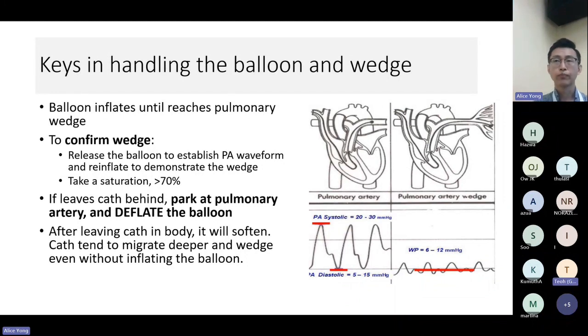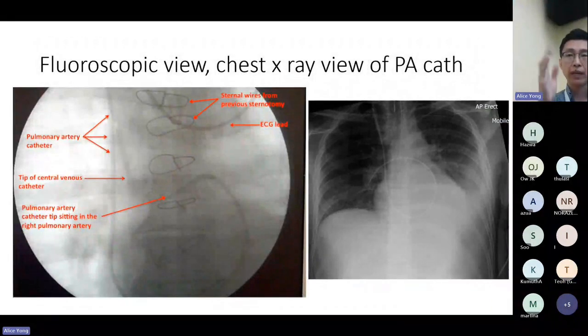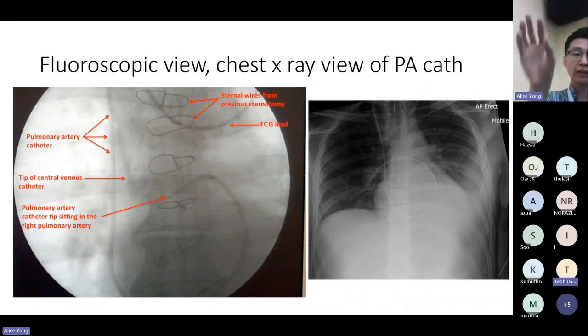Okay, so the good thing about the Swan-Ganz in CCU is that we can leave it there for many days and then we get the numbers. So you have to park it somewhere if you want to leave it there. Where do we park the thing? Usually we park at the pulmonary artery, just at the bifurcation part, or just at the tip before it enters the right or left. So where is that specific place?